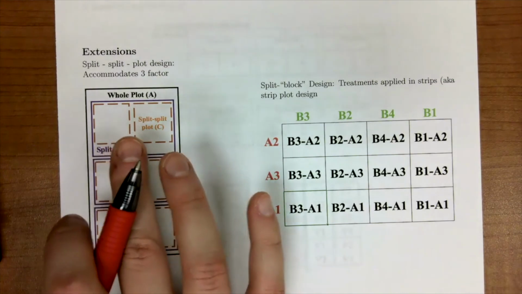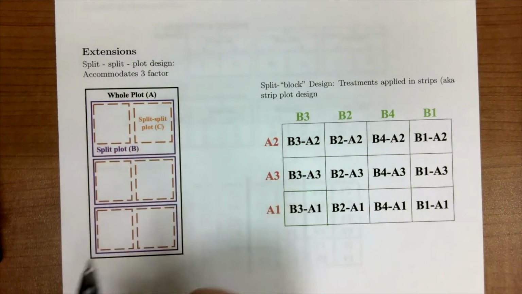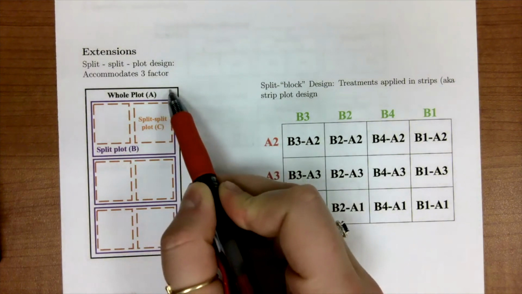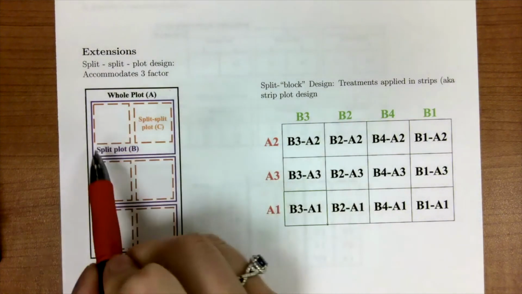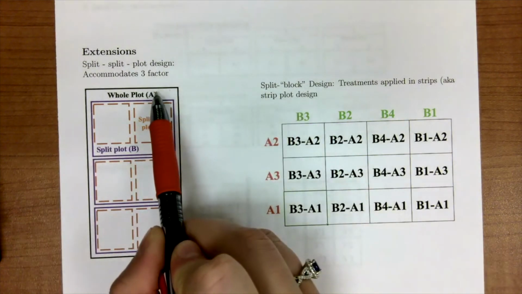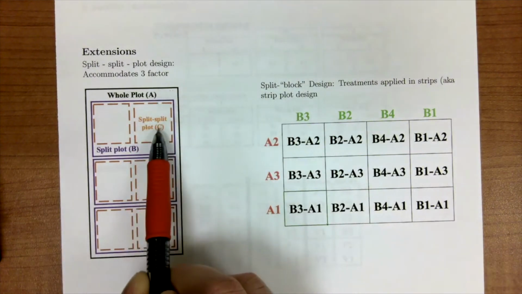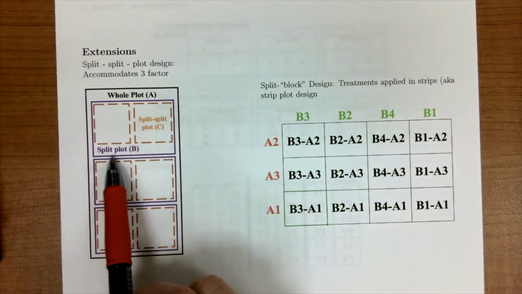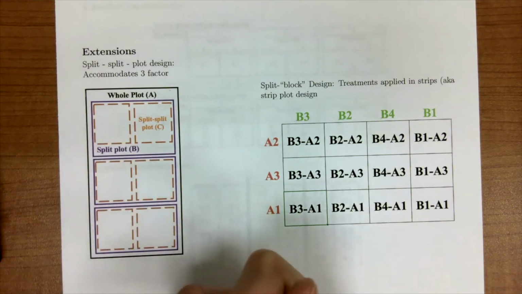Just like other designs we've had, there are extensions to split plot designs. Here we have a split plot design, so we can account for 3 factors. We'll have our whole plot, which is hard to change, and then maybe we have another factor that's easier to change than factor A, but harder to change than factor B. So we have another plot, and then within this plot, we split it again.